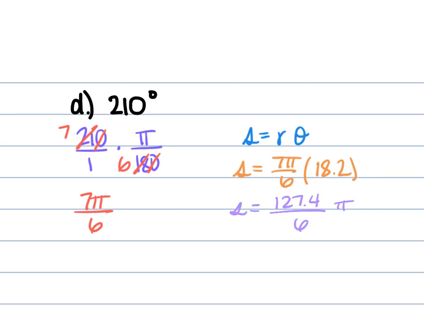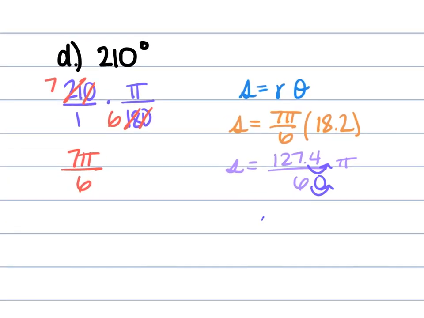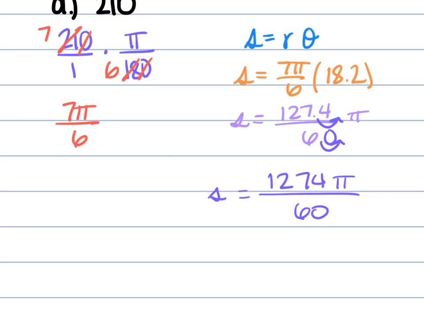From here, we are going to move that decimal point over for both numbers, top and bottom, to give us 1274 pi over 60. From here, we are going to simplify. So the 1274 and the 60 are both divisible by 2. So this is going to give us S is equal to 637 pi over 30.